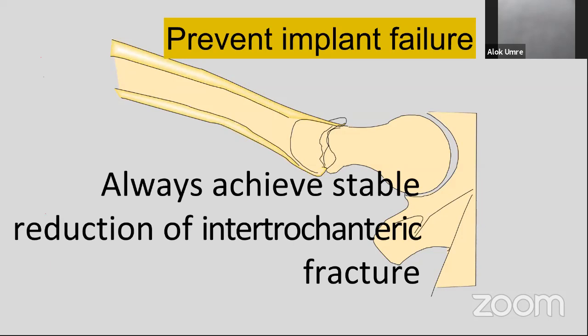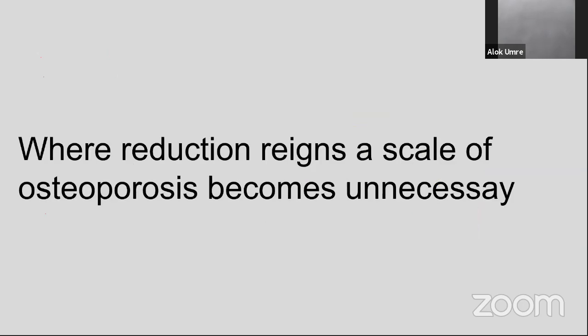Always achieve stable reduction of intertrochanteric fracture. Prevent implant failure by the same. Where reduction is right, the scare of osteoporosis becomes unnecessary. We always blame osteoporosis. Even in the worst of osteoporosis, the cortical strength remains, and you can get the anterior cortex reduction. So if you concentrate on getting the stepless reduction of the anterior border, even in osteoporosis, your implant fixation will work.